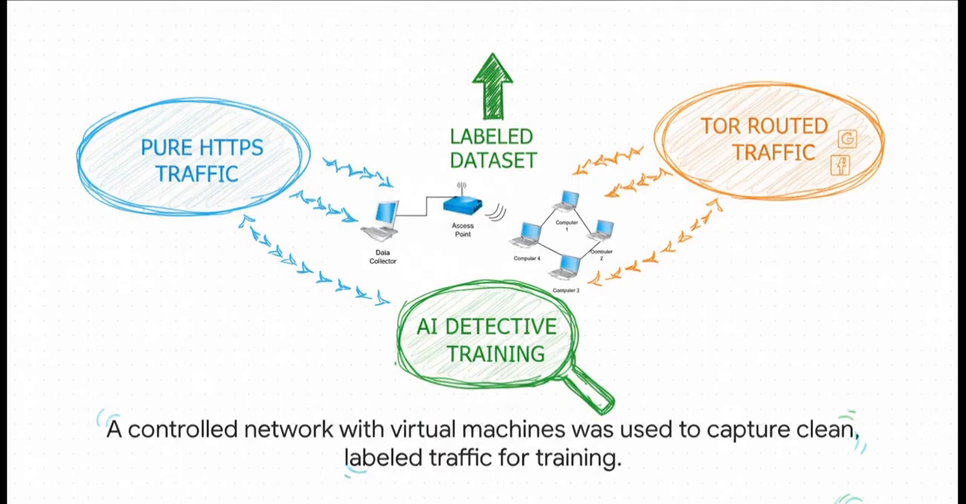Now, to get the clean data they needed for training, they couldn't just tap into the public internet. It's way too messy. So instead, they built this completely controlled lab environment. They used virtual machines to generate pure, normal HTTPS traffic on one side, and on the other, traffic from popular sites like Google and Facebook that was being routed through Tor. This gave them a perfect, pristine, labeled dataset to train their AI detective.